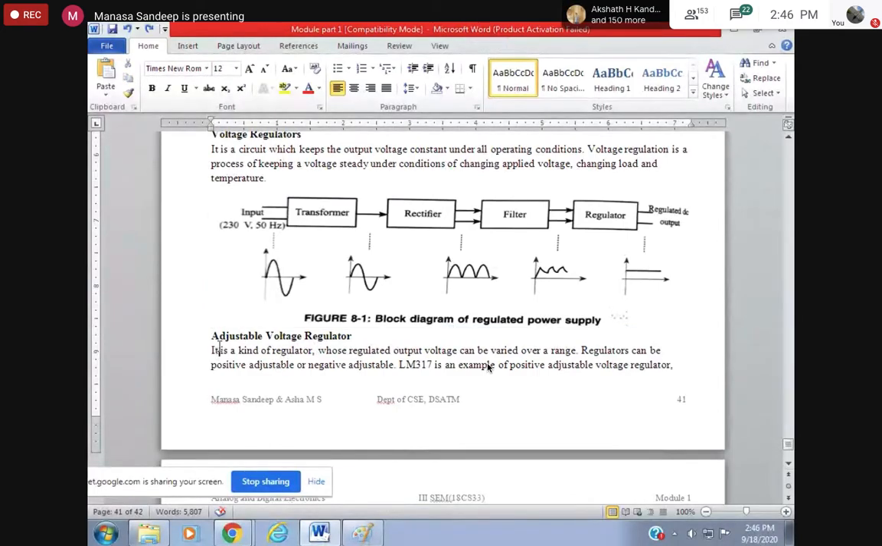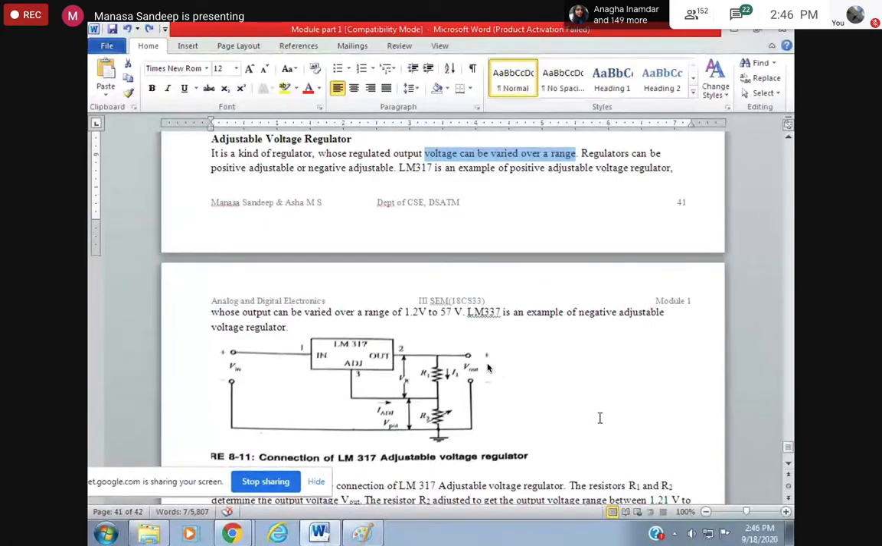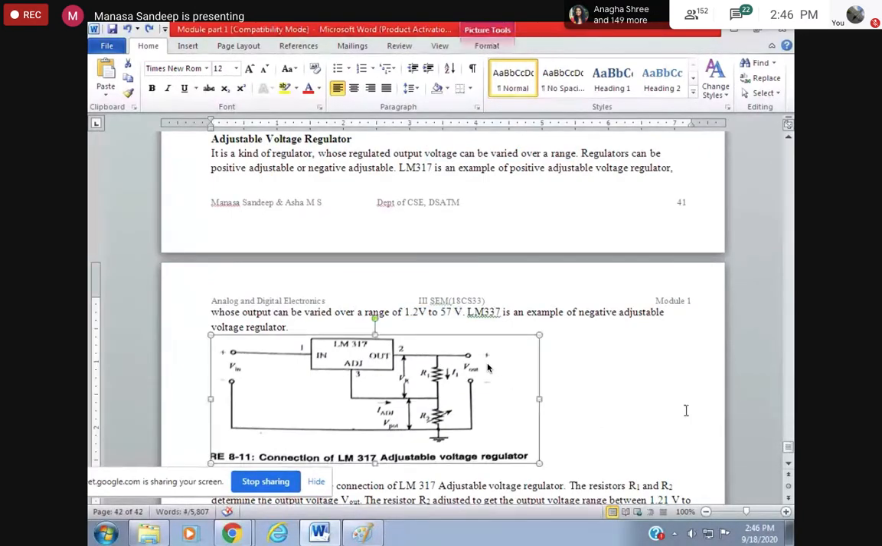Next, the adjustable voltage regulator: here the output voltage can be varied over a range. For example, whatever the applied input voltage, the output of this regulator will be between 1.2 and 57 volts. It will be varied only in that range, neither below 1.2 nor above 57.